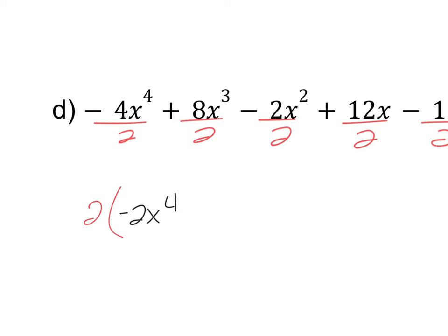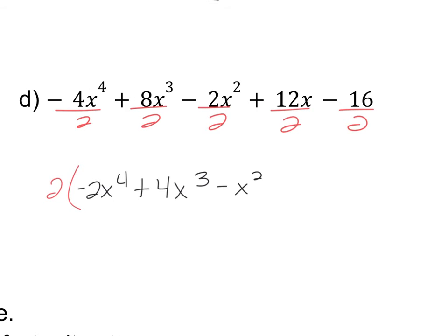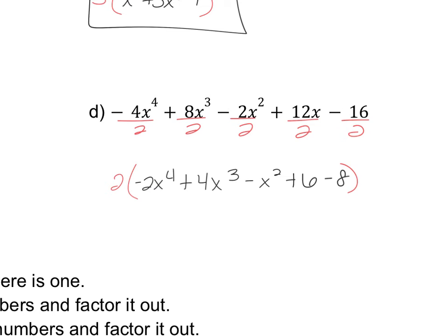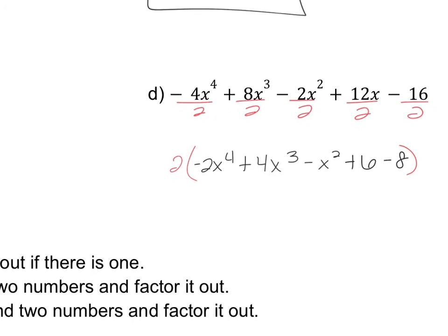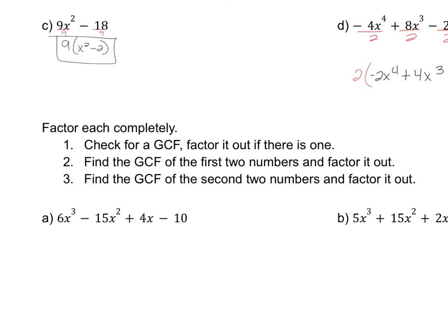The next one would be positive 4x to the 3rd. Then the next one would be negative 2 divided by 2 is negative 1, so negative x to the second power. 12 divided by 2 is positive 6. And negative 16 divided by 2 is negative 8. And of course, make sure you close those parentheses. There we are. So that was a pretty ridiculous problem, but it's all right.